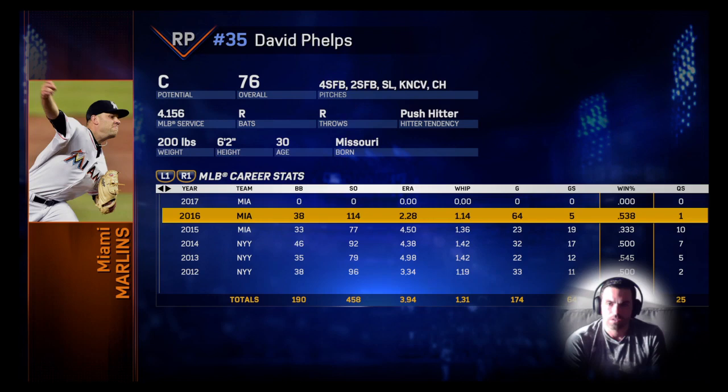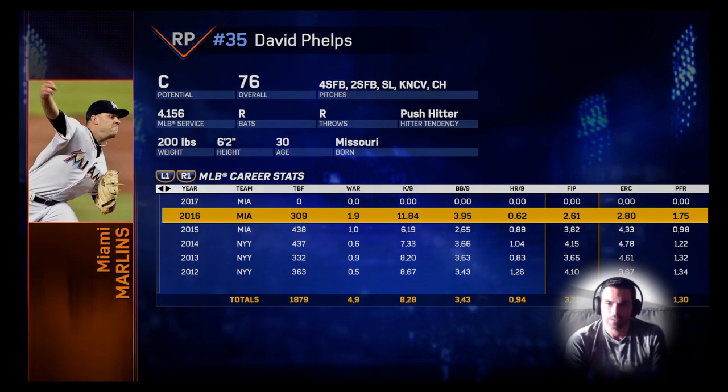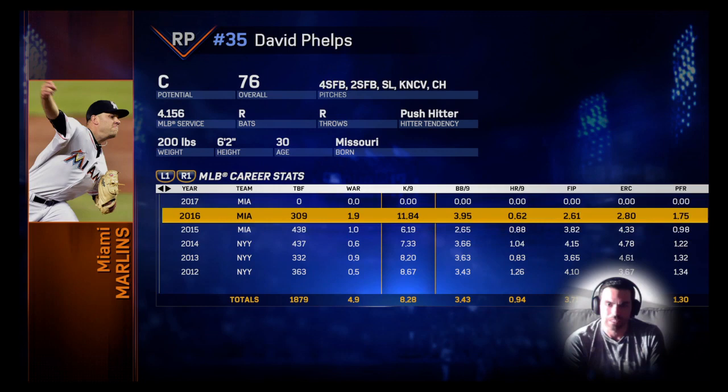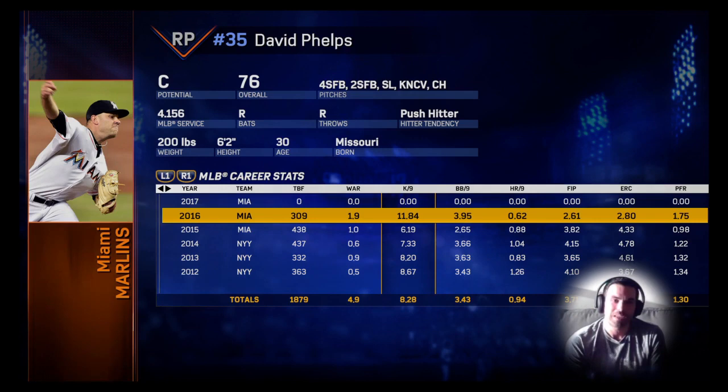And look at that now. Look at his fielding independent ERA. Look at his component ERA. Look at the differences. Look at that dip. Look at the increase in Ks per nine, right? He almost doubled it from the season before. But again, what does that mean without split stats? If he's only facing righties, that's a little bit skewed.